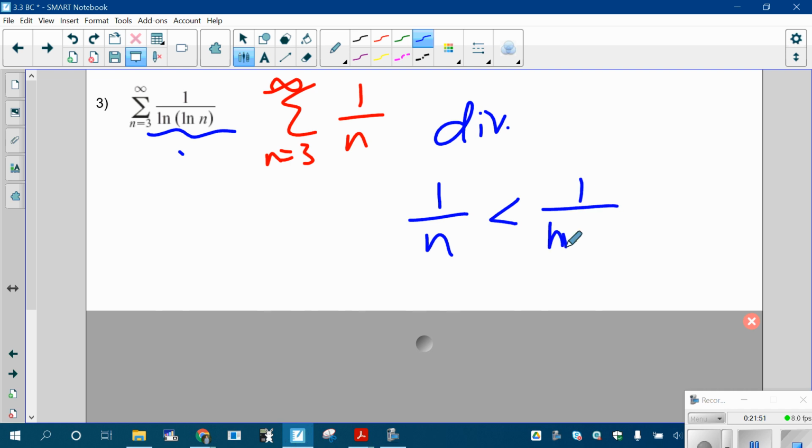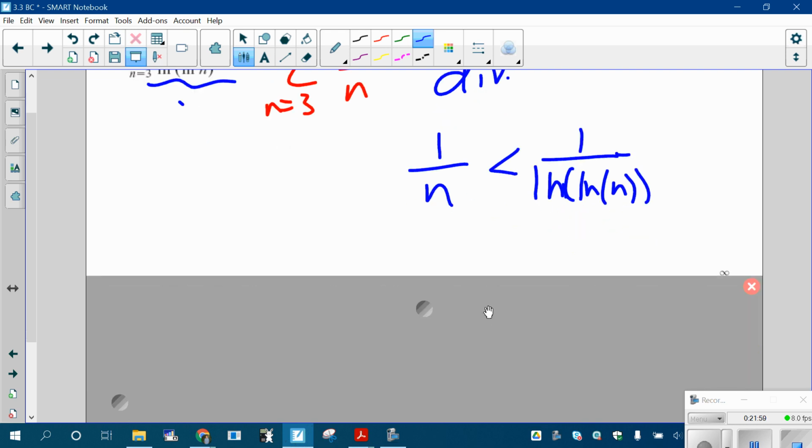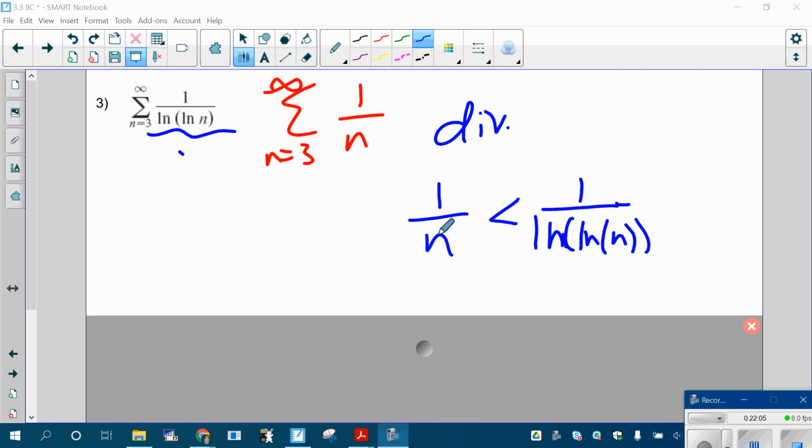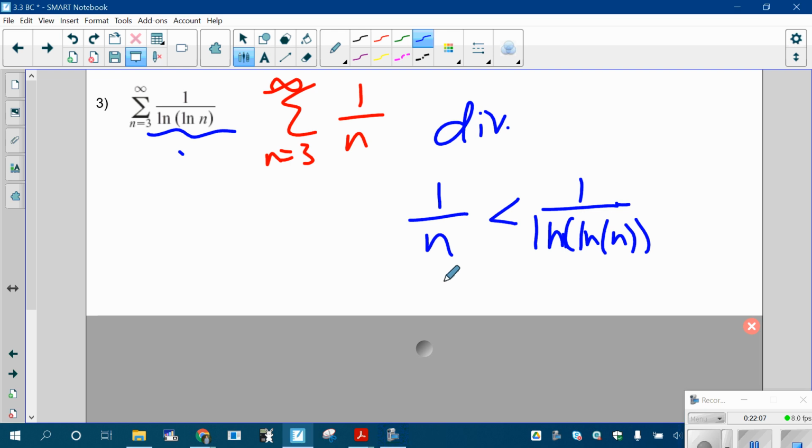Again, I can't emphasize enough, this is tough to tell. I can't glance at this and see whether this is true. I need to make sure this is true, otherwise I cannot use this direct comparison test. How do you figure out if this is true? Well, let's think about it. If this is smaller, then its denominator should be bigger. I will say that again. If something is smaller with the same numerator, the denominator is bigger.